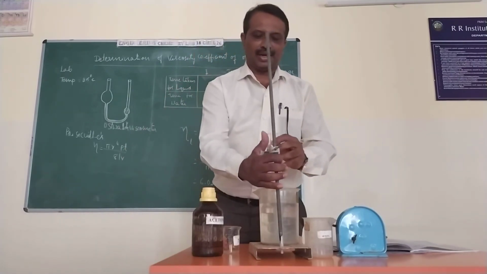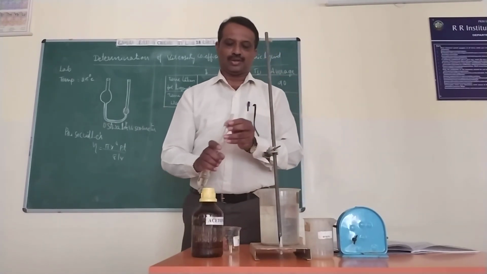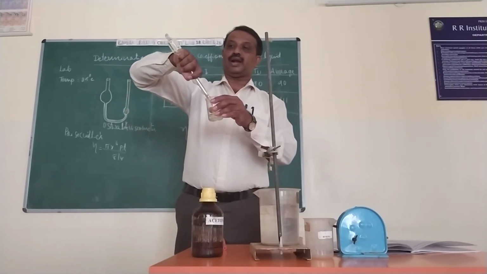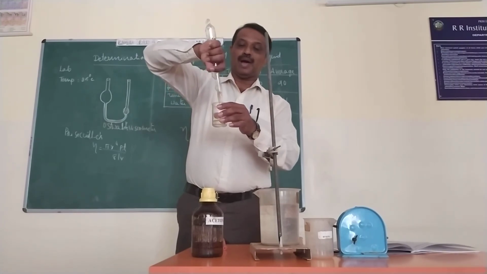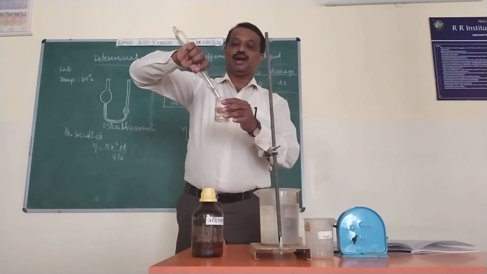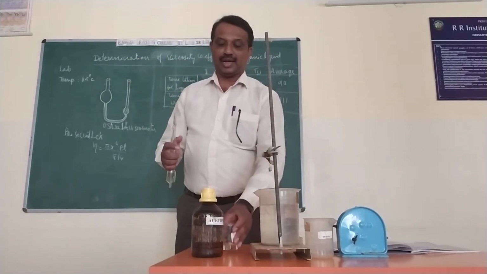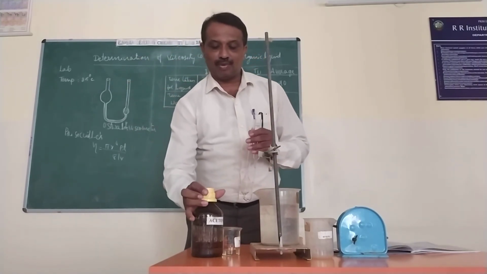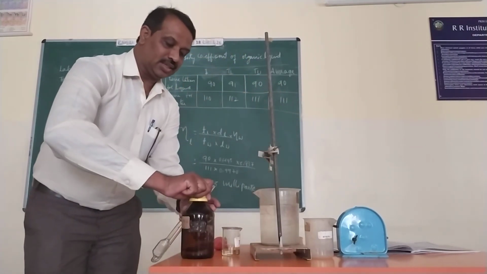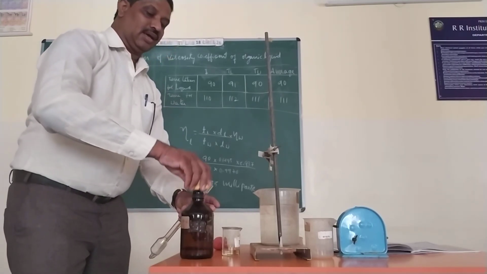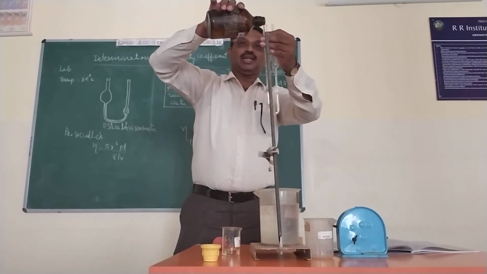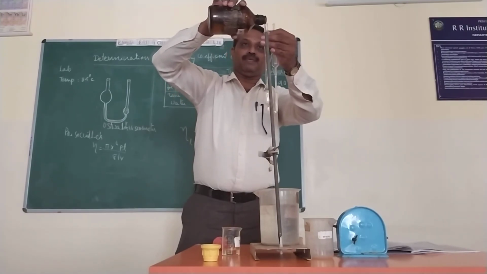Afterwards I take this viscometer and pour the organic liquid into the given sample collector, that is a 100 ml beaker. Afterwards I wash it with acetone. I fill the acetone into the larger bulb, so that it is completely filled.